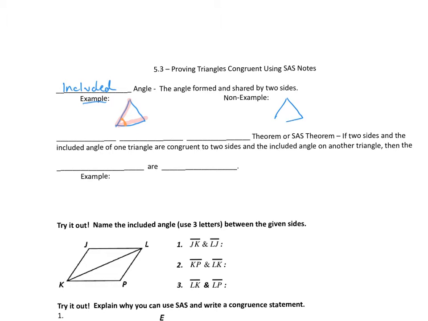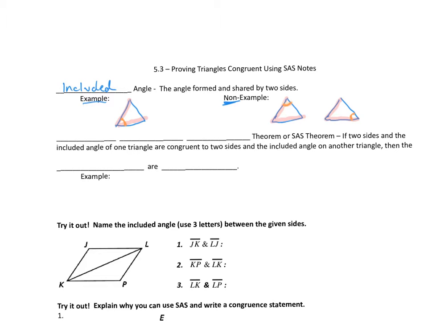However, these are non-examples, so these are what they aren't. If I were to draw two other triangles and highlight the same sides here, the other angles that are not created by those two sides, so this angle and this angle, are not the included angle. So the included angle has to be between the two sides.